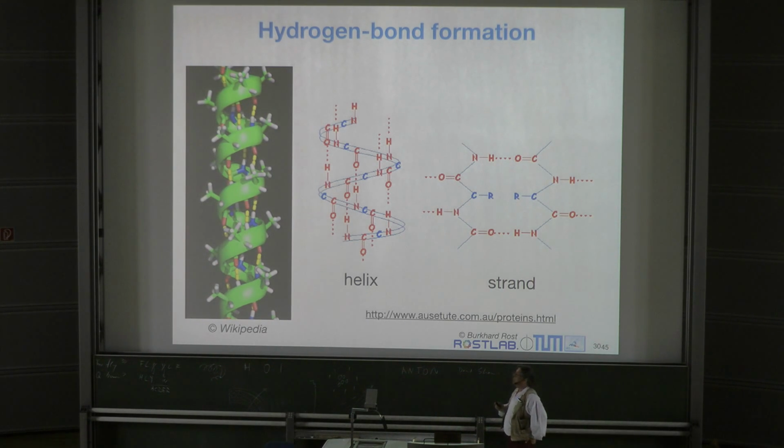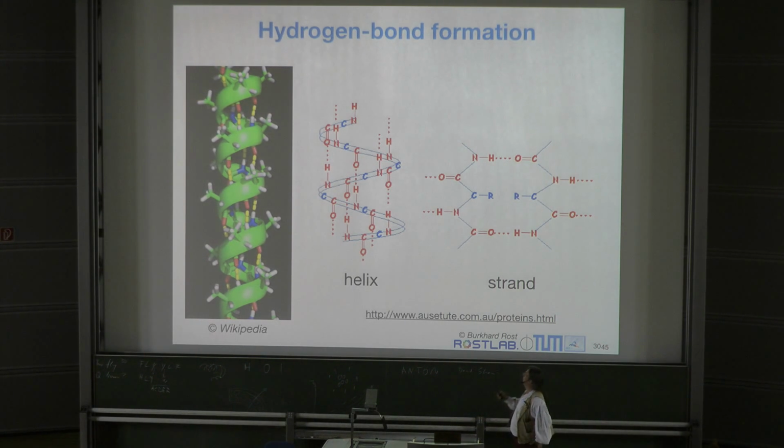So there are two major elements of secondary structure, the helix. And the helix is stabilized by a hydrogen bond that forms between residue I and I plus 4. So it goes around, I and I plus 4, and creates a network of hydrogen bonds. They're relatively weak, but there are many of them, and they stabilize this helix.